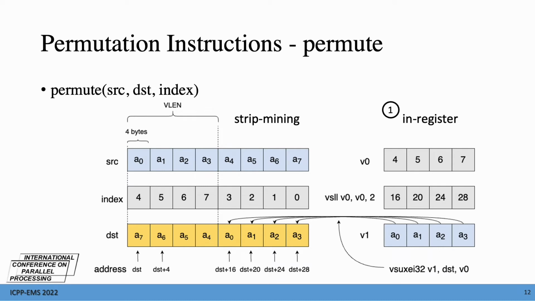First, we load elements to vector registers. Second, we multiply a value by 4 with the logical shift-left instruction VSLL because the element has 4 bytes. Finally, we scatter the source value to destination based on the address offset by the indexed store instruction.